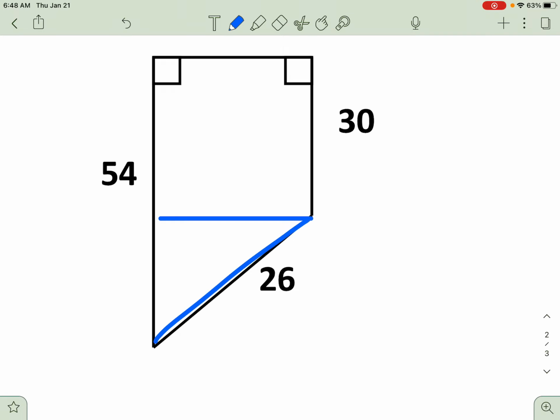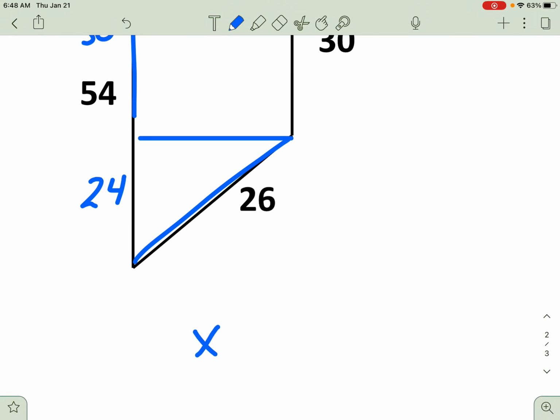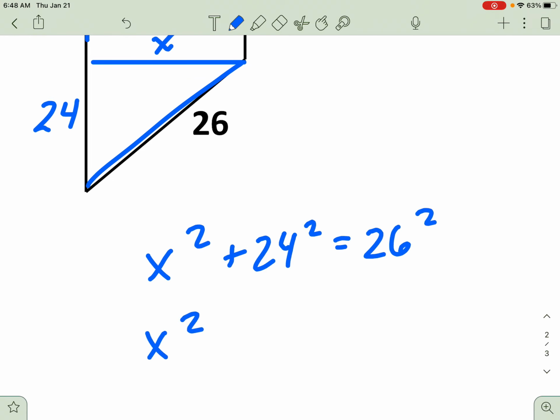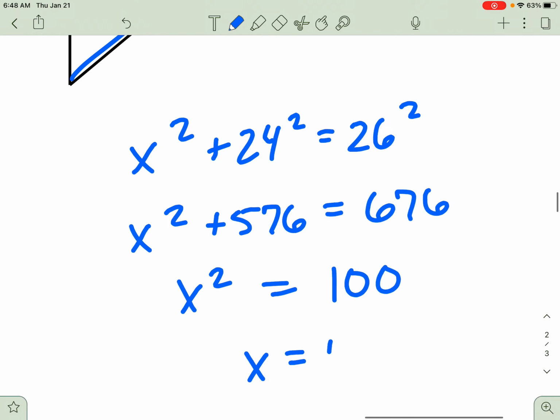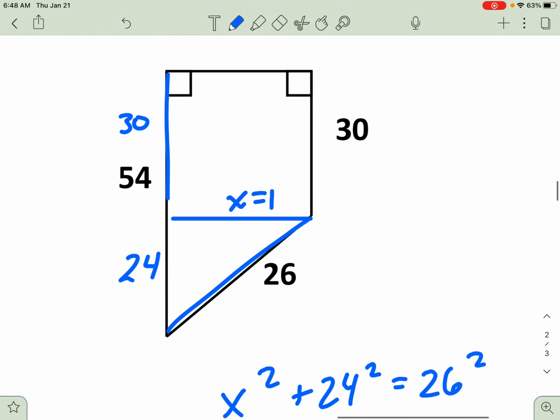So in this case, we have 26 as this outside. We know that this part is 30, and that makes this part 24. So x squared plus 24 squared equals 26 squared. I'll tell you, this is a Pythagorean triple, but we haven't done it a whole lot, so I don't expect you to know this one. 24 times 24 is 576. 26 times 26 is 676. When you subtract 576 from both sides, you get 100, which means that x is simply 10.